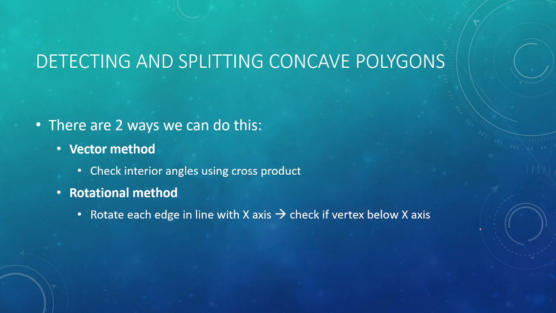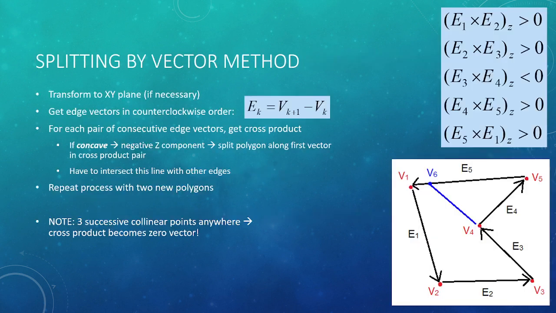For detecting and splitting the concave polygons, there are two ways we can do this: the vector method and the rotational method. In the vector method, check interior angles using the cross product. In the rotational method, rotate each edge in line with the x-axis to check if a vertex is below the x-axis. So based upon that we can define the detection and splitting of the concave polygon.